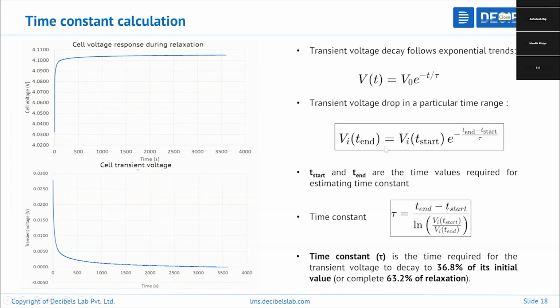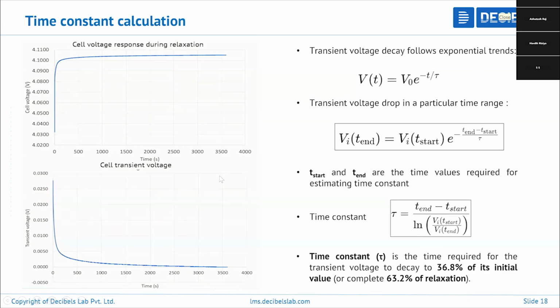In a particular region, if you want to calculate it, we have a given formula, V_t, which is just an exponential derived over a particular time range. If you take the logarithm with a mathematical calculation, you can get your time constant. It is the time range divided by the logarithm of the starting transient voltage divided by the end transient voltage. So what is the time constant? The time constant is the time required for the transient voltage to decay to 36.8%. If your initial value is some value, then in that duration it decays to 36.8%, and we call that one time constant.